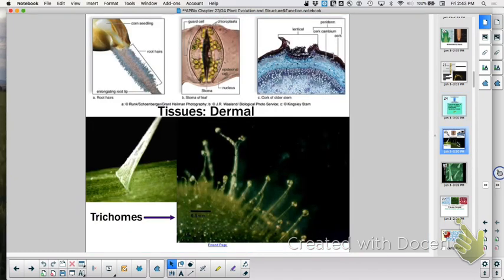Looking at dermal tissues, we have things like root hairs. What's that right there? Stomata. You're going to be counting those up on your leaves, right? Okay, and then this is a lenticel to allow for gas exchange, like in the bark of a tree. Here we have trichomes, which could be toxic to somebody. Those are all derivatives of epidermal tissue.